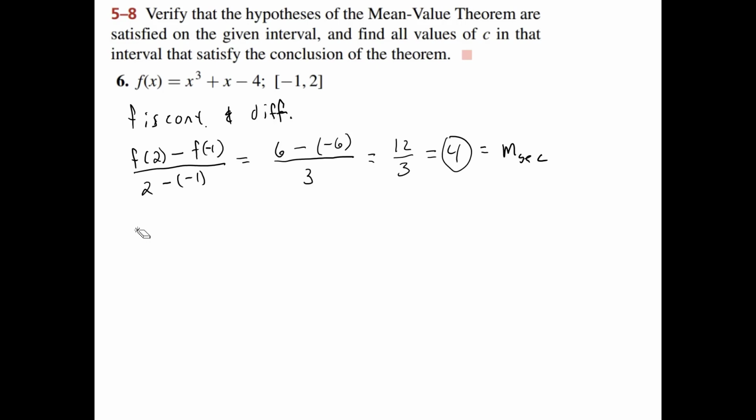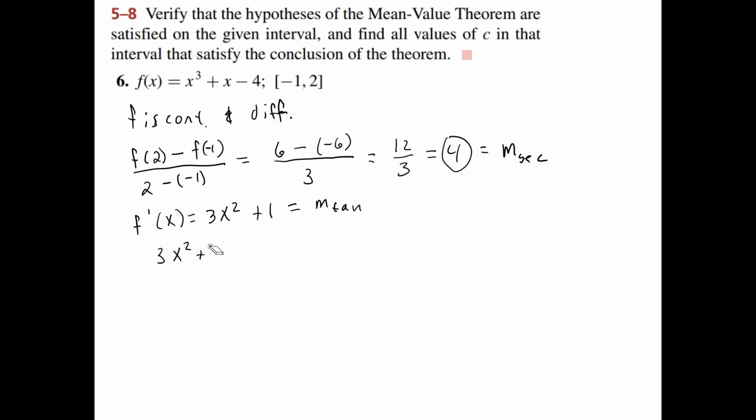So the slope of the tangent line is given to you by the first derivative, which is 3x squared plus 1. Okay, and so this gives you the slope of the tangent line. And somewhere in between negative 1 and 2, the two have to be the same by the mean value theorem. So to find out where they are the same, you just set them equal to each other.